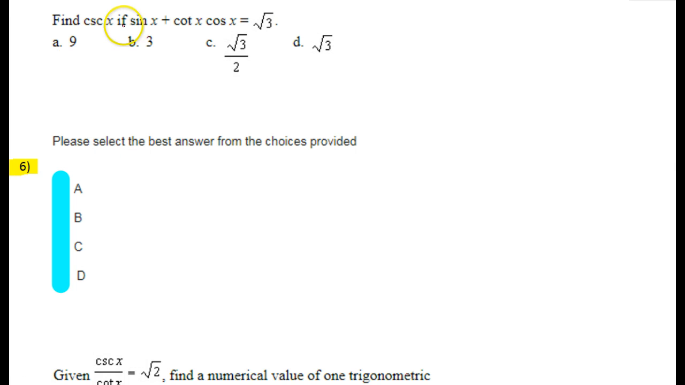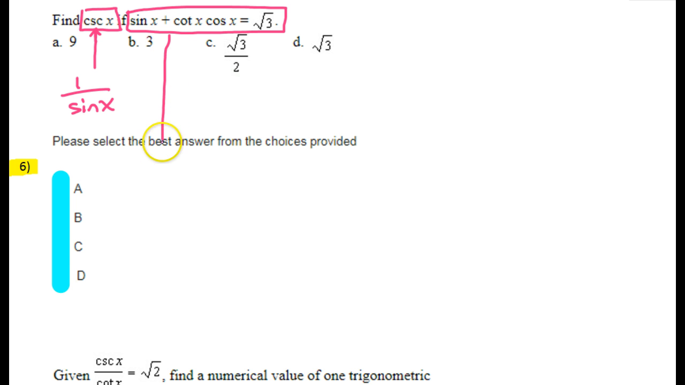Find cosecant x if sine x plus cotangent x cosine x equals radical 3. Well, I don't really know about this yet. The one thing I think whenever I see cosecant is I know that cosecant is the same thing as 1 over sine. So I'm going to keep that in the back of my mind. For now, what I want to do is see what I can do with this equation.